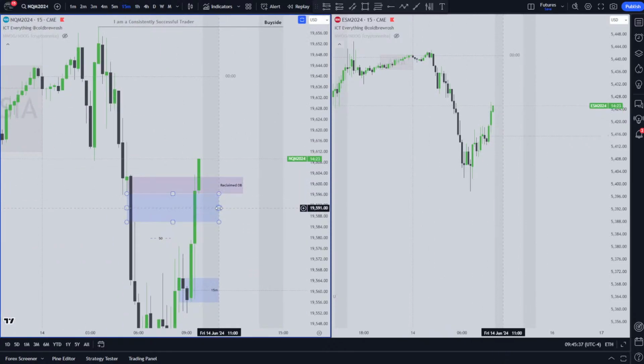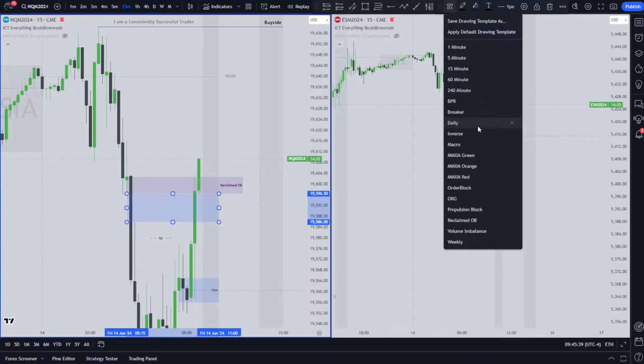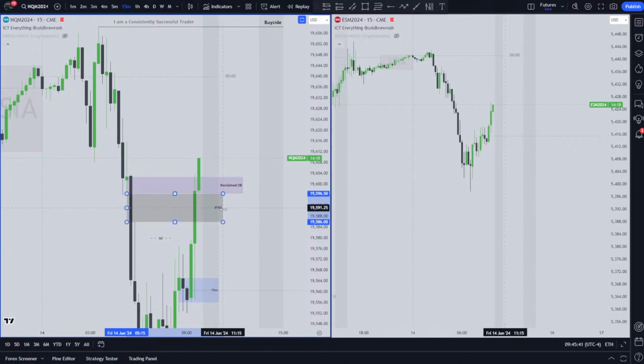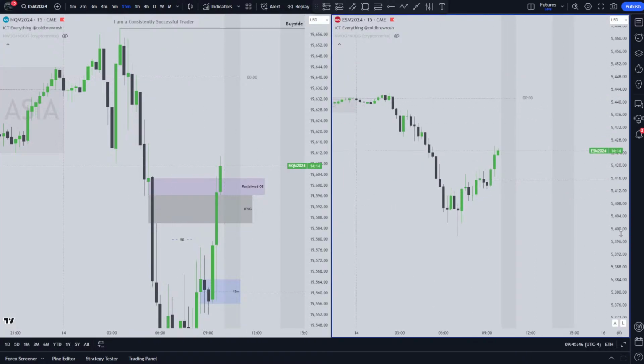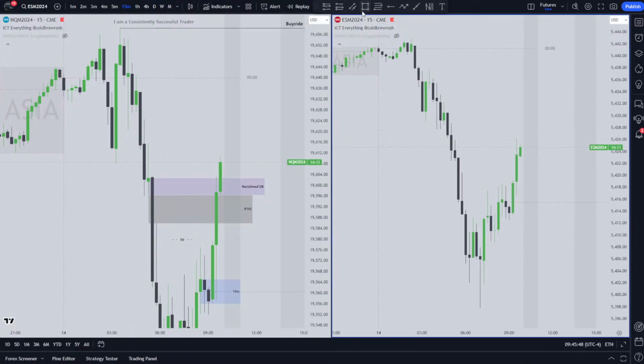So we did inverse the fair value gap. I'm just going to mark that out. Let's just check YM and ES. So ES also has an inverse here.